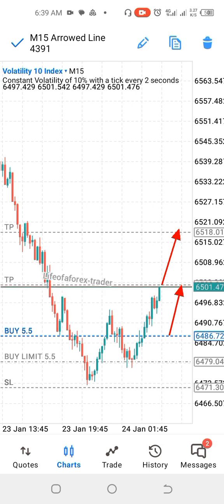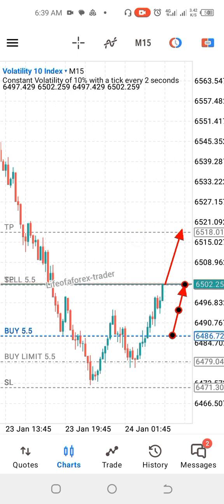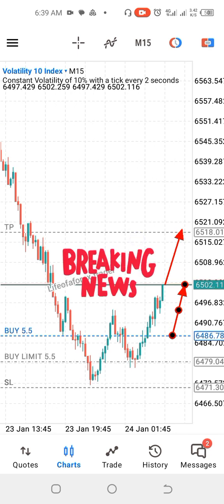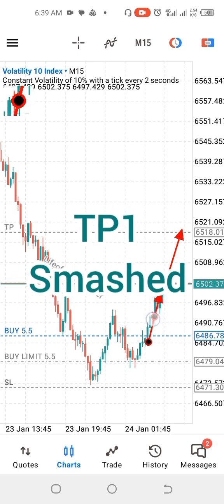You can see that price is already on take profit, right? Take profit will be triggered anytime soon. Price is right at that point already, just probably a couple of pips. So yeah, breaking news: TP1 has been smashed accordingly.